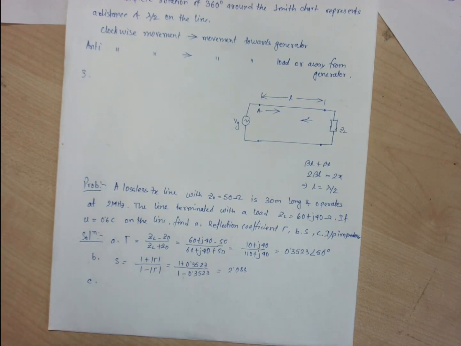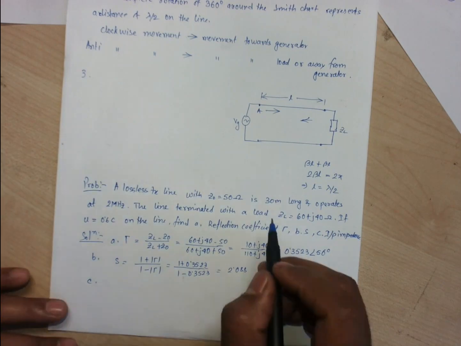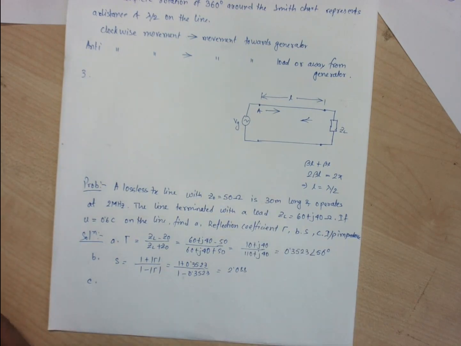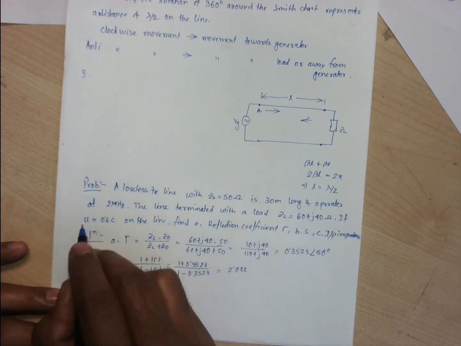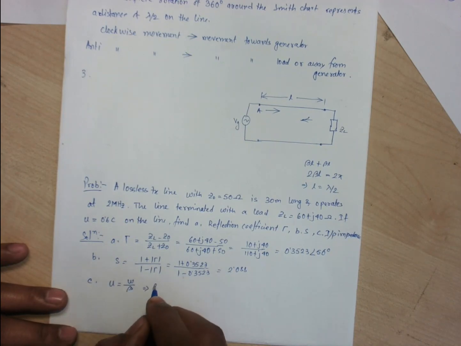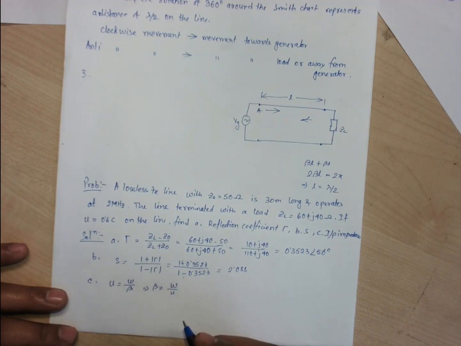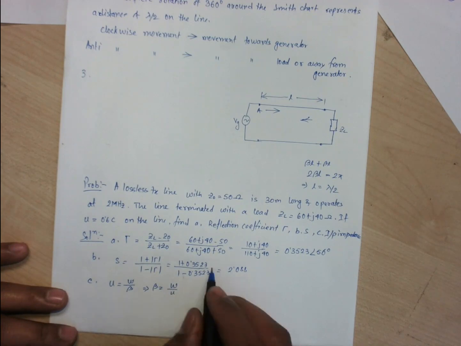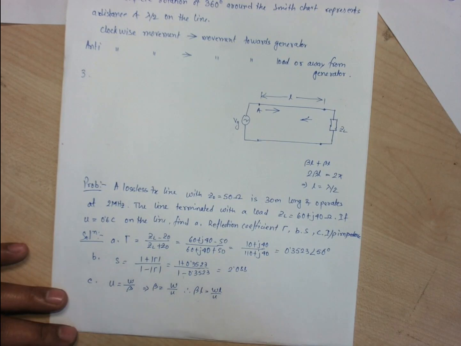So for the input impedance, we need to find out beta L, right? Here the physical length is given as 30 meter. We need to find out the electrical length beta L. Here the phase velocity u is given. What do we know about u? Phase velocity is omega by beta, right? Or beta is equal to omega by u. Omega is the angular frequency, and we need to find beta L. Therefore beta L is omega L by u.